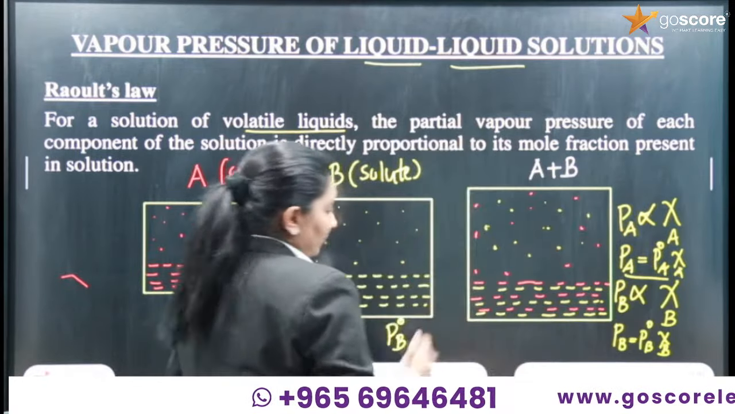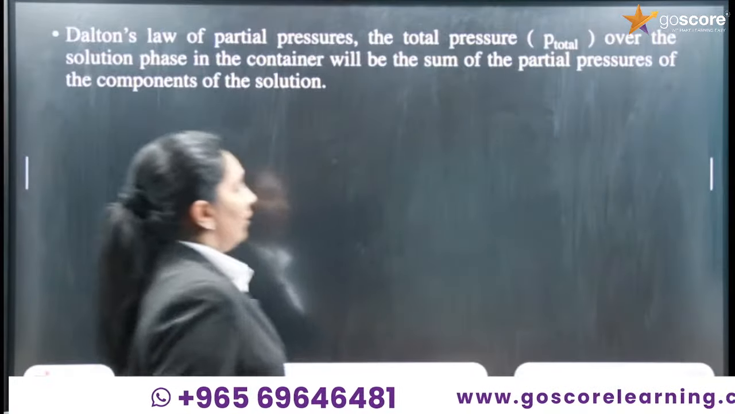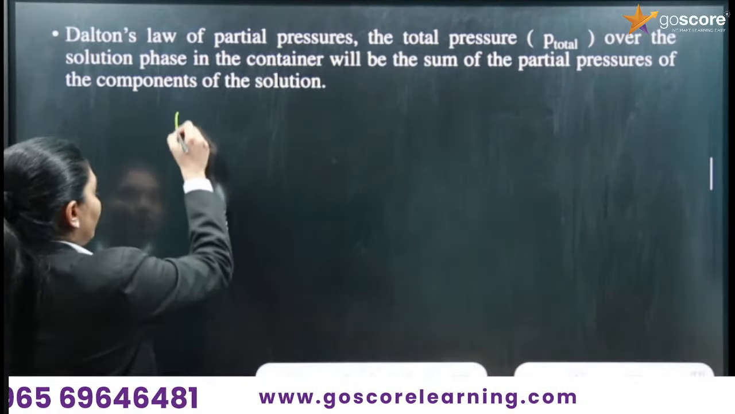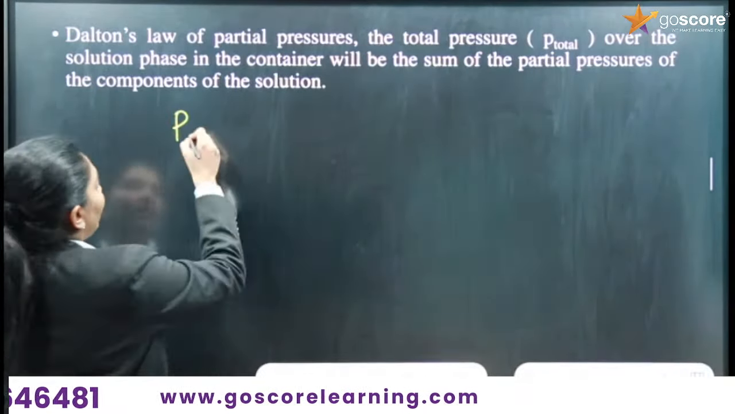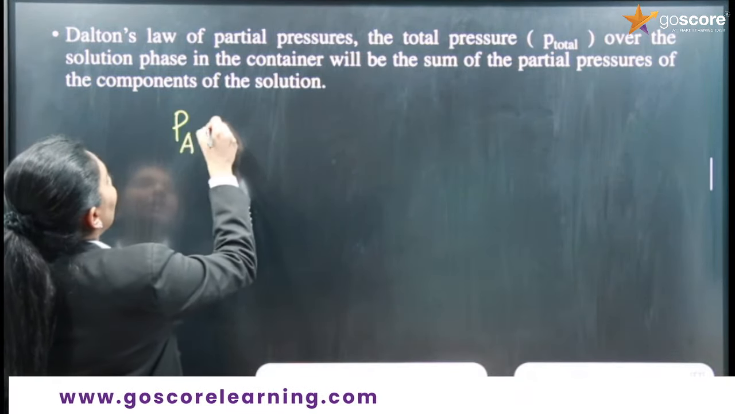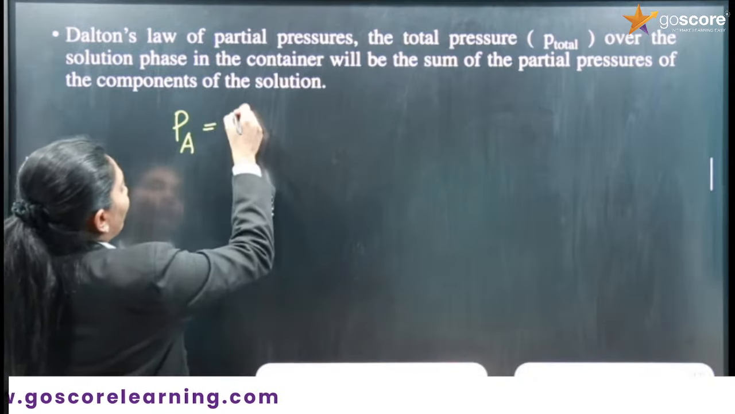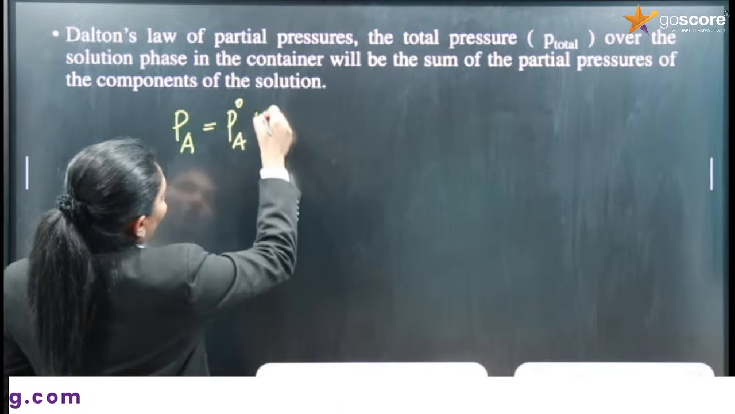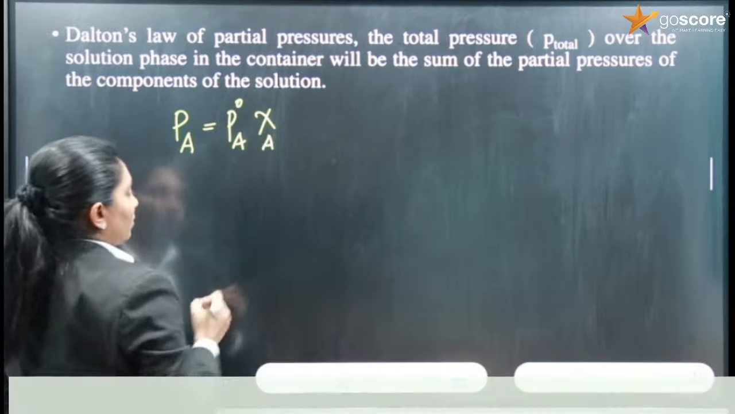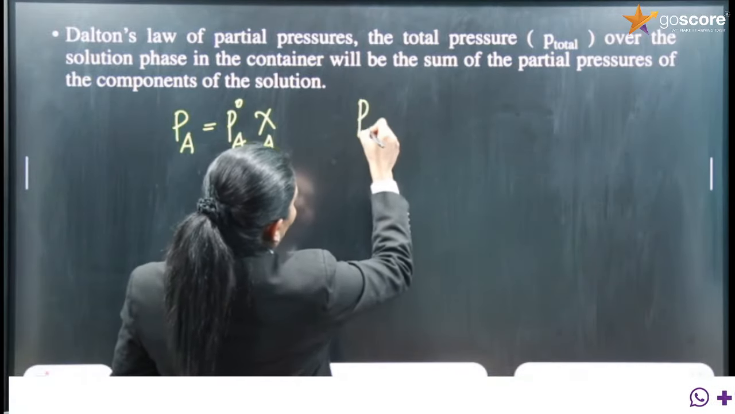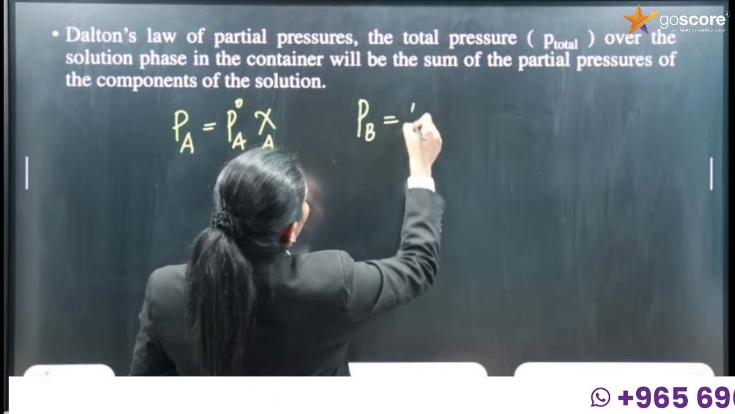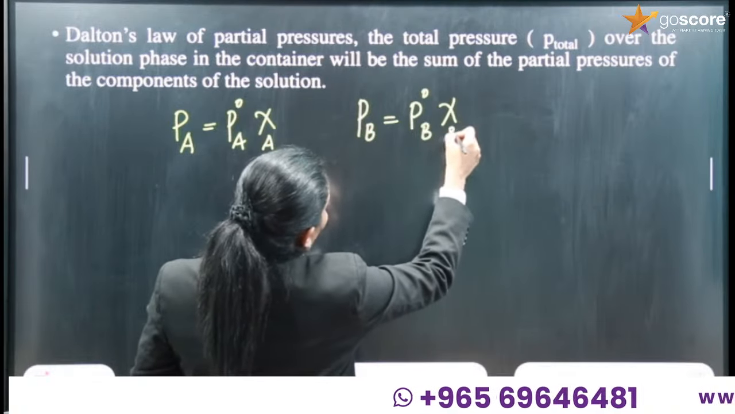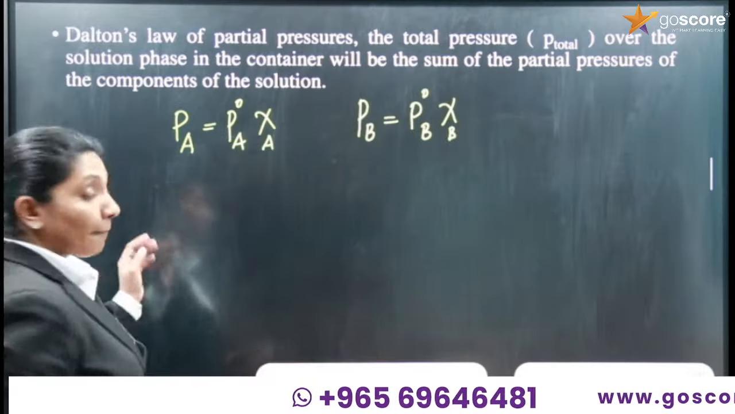Now let's see. We already got that when two volatile liquids are present in the solution, the vapor pressure of component A is equal to P naught A into chi A according to Raoult's law, right? Say for component B, PB is equal to P naught B into chi B, right?